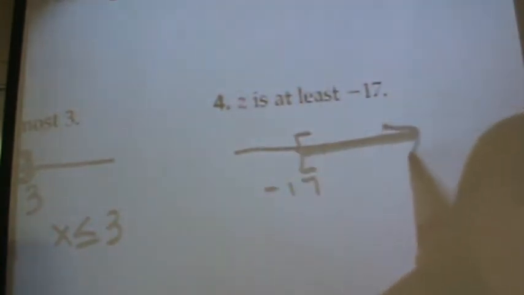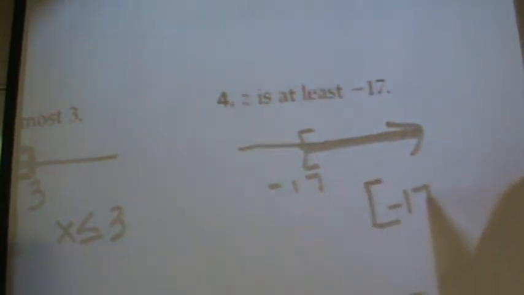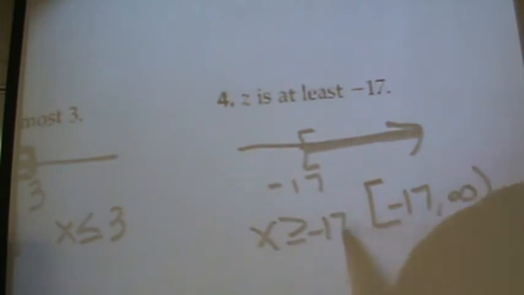3. And z is at least negative 17. So it would be negative 17 and greater. So this would be bracket negative 17 to infinity, or x is greater than or equal to negative 17.